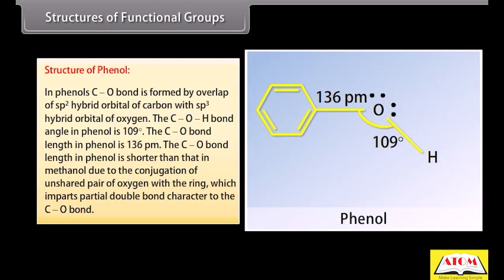Structure of phenol. In phenols, the C-O bond is formed by overlap of sp2 hybrid orbital of carbon with sp3 hybrid orbital of oxygen. The C-O-H bond angle in phenol is 109 degrees. The C-O bond length in phenol is 136 picometer. The C-O bond length in phenol is shorter than that in methanol due to the conjugation of unshared pair of oxygen with the ring, which imparts partial double bond character to the C-O bond.